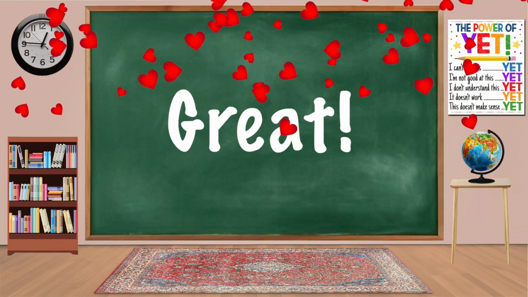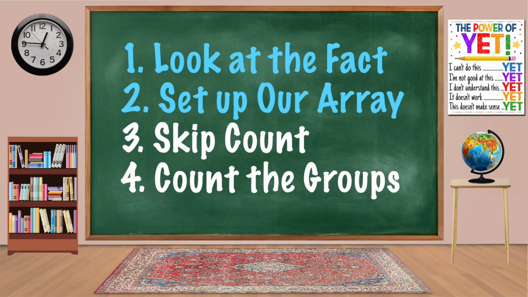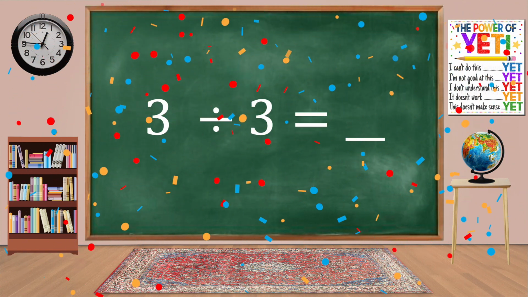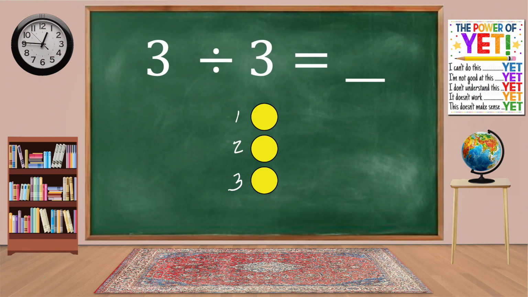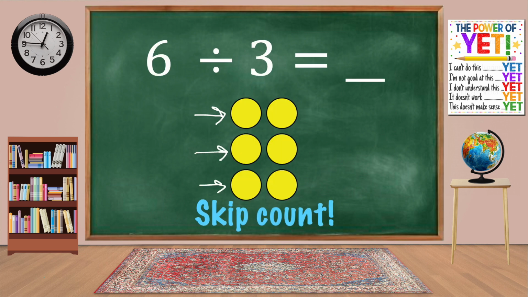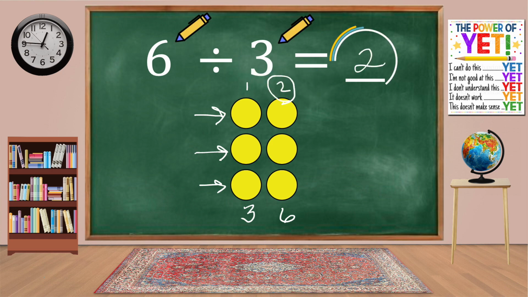Now, let's go through the division facts for 3. First, we'll look at the fact. Then we'll set up our array. We can skip count and count the groups. Here we go. 3 divided by 3 equals blank. 3 rows. We're only skip counting up to 3. We have 1 column. 3 divided by 3 equals 1. 6 divided by 3 equals blank. 3 rows. We're skip counting up to 6. 3, 6. We have 2 columns. 6 divided by 3 equals 2.